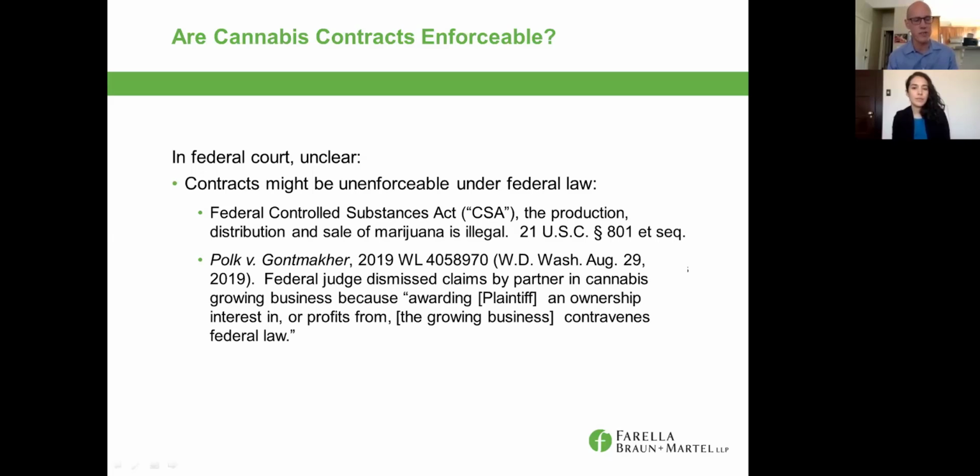And so arguably that makes this case a little bit of an anomaly, although when you read the court's decision, the portion of it that talks about federal law is in no way dependent on the fact that the plaintiff was also unqualified to own a cannabis business in Washington. I mean, the court's ruling was pretty clear that a federal court, according to this judge, simply cannot enforce an agreement that violates federal law.